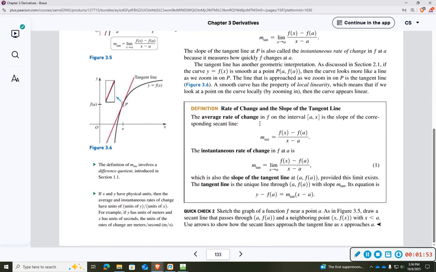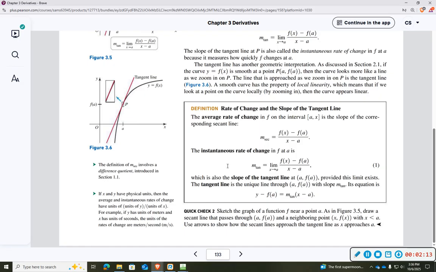Here we are given the definition. It says rate of change and the slope of the tangent line. So it's just telling you the average rate of change over the interval a to x is the slope of the corresponding line. The instantaneous rate of change is the same exact formula. It's just you're taking the limit.